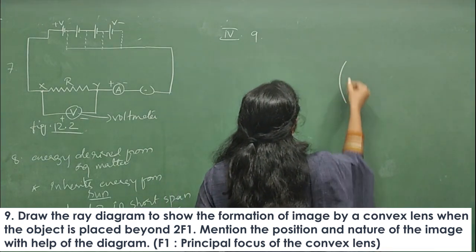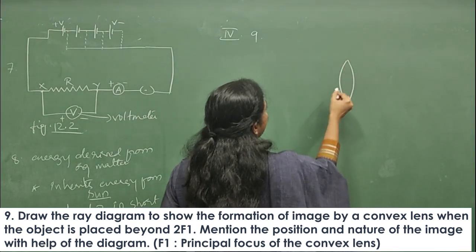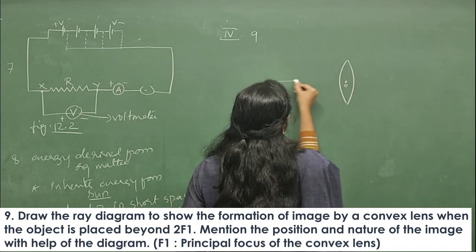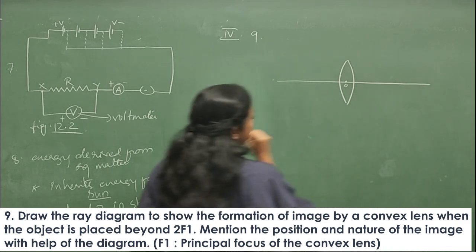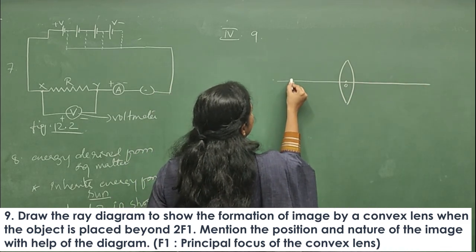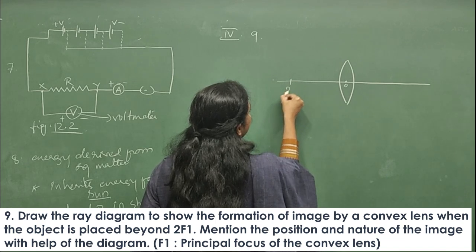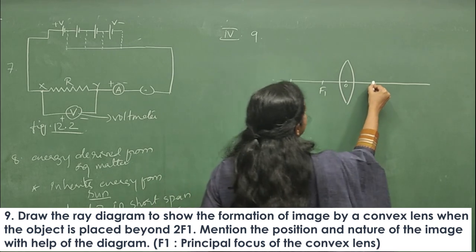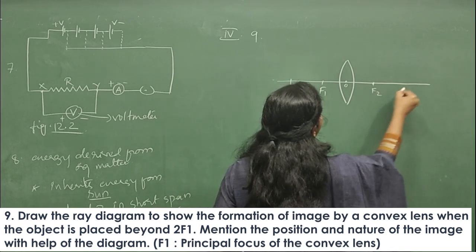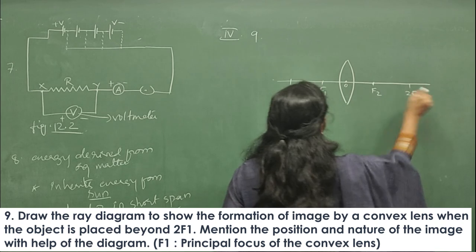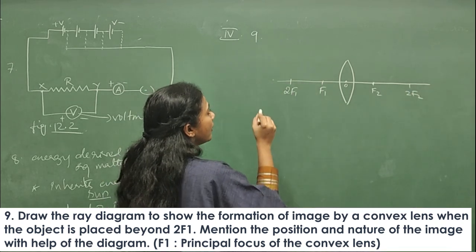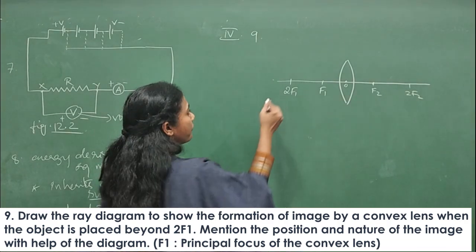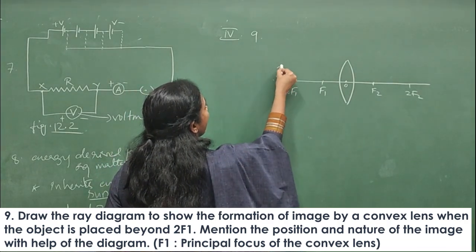So definitely convex lens, right? And this is our optic center, and a line passing through the optic center is the principal axis. Here let me take 2f1 and this is our f1. So this is f2 and this is our 2f2, isn't it? Now where is our object placed? The object is placed beyond 2f1, right? So here we have our object.